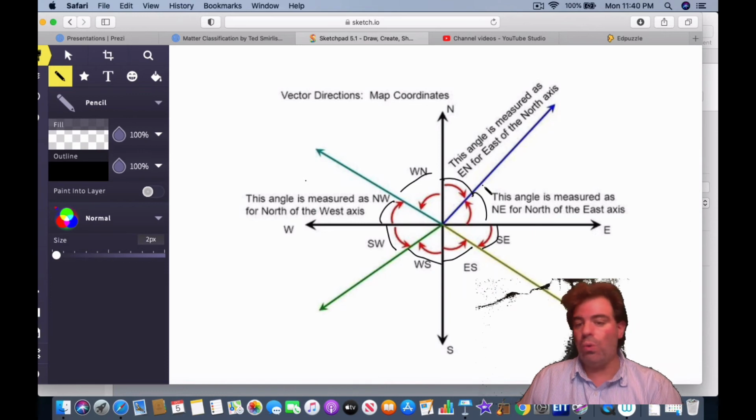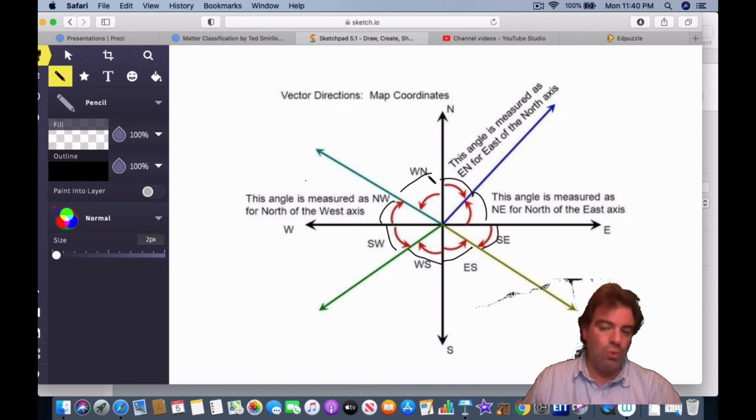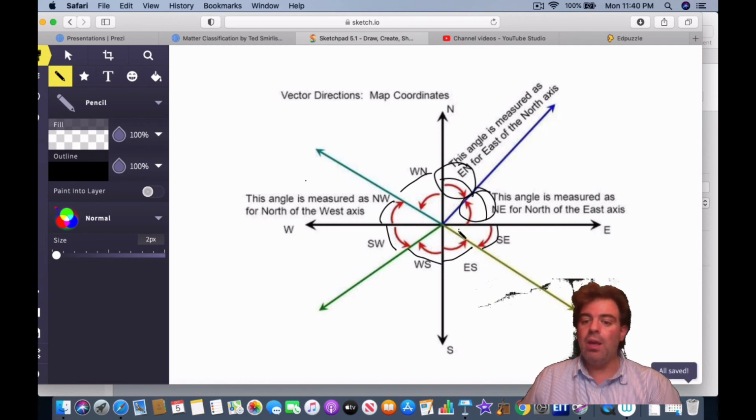95% of all of the questions on the exams are going to involve these two angles right here. Some kind of combination of north and east. Very rarely do we see a north and a west. So if you know these two right here, you guys are golden. So once again, if it's rising from the east, that's going to be north of east. And if it's to the east of north, that's going to be EN.